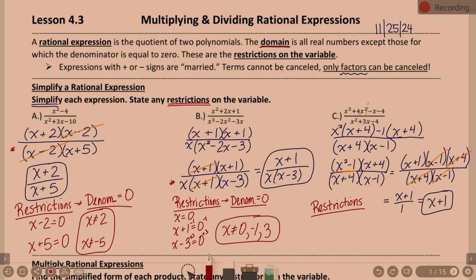Anything that was ever in the denominator, right? What was my factored denominator? X plus 4 equal to 0 and x minus 1 equal to 0. I know they both canceled, but that's okay. So, solve each of those. X cannot equal what? Subtract the 4 over: x cannot equal negative 4, and add the 1 over: x cannot equal 1.